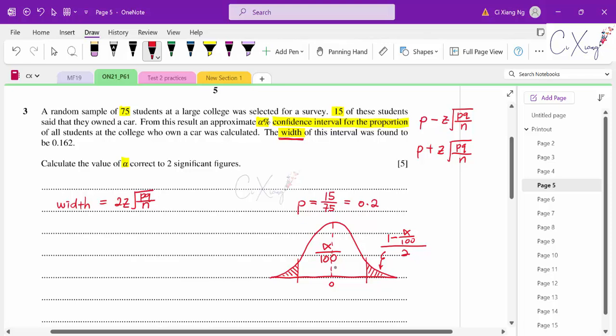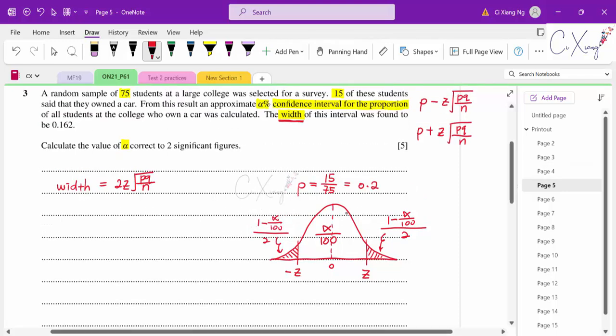Alpha is a percentage, so to change it to a probability, I divide by 100. For this part, I have to take 1 minus alpha divided by 100, divided by 2. Same thing happens here. These two areas are symmetrical to each other, so their area, or probability, should be the same. And the Z that separates the center and the top part is Z. Then this part should be negative Z. So the value that we find is the confidence interval that holds for the alpha percent.